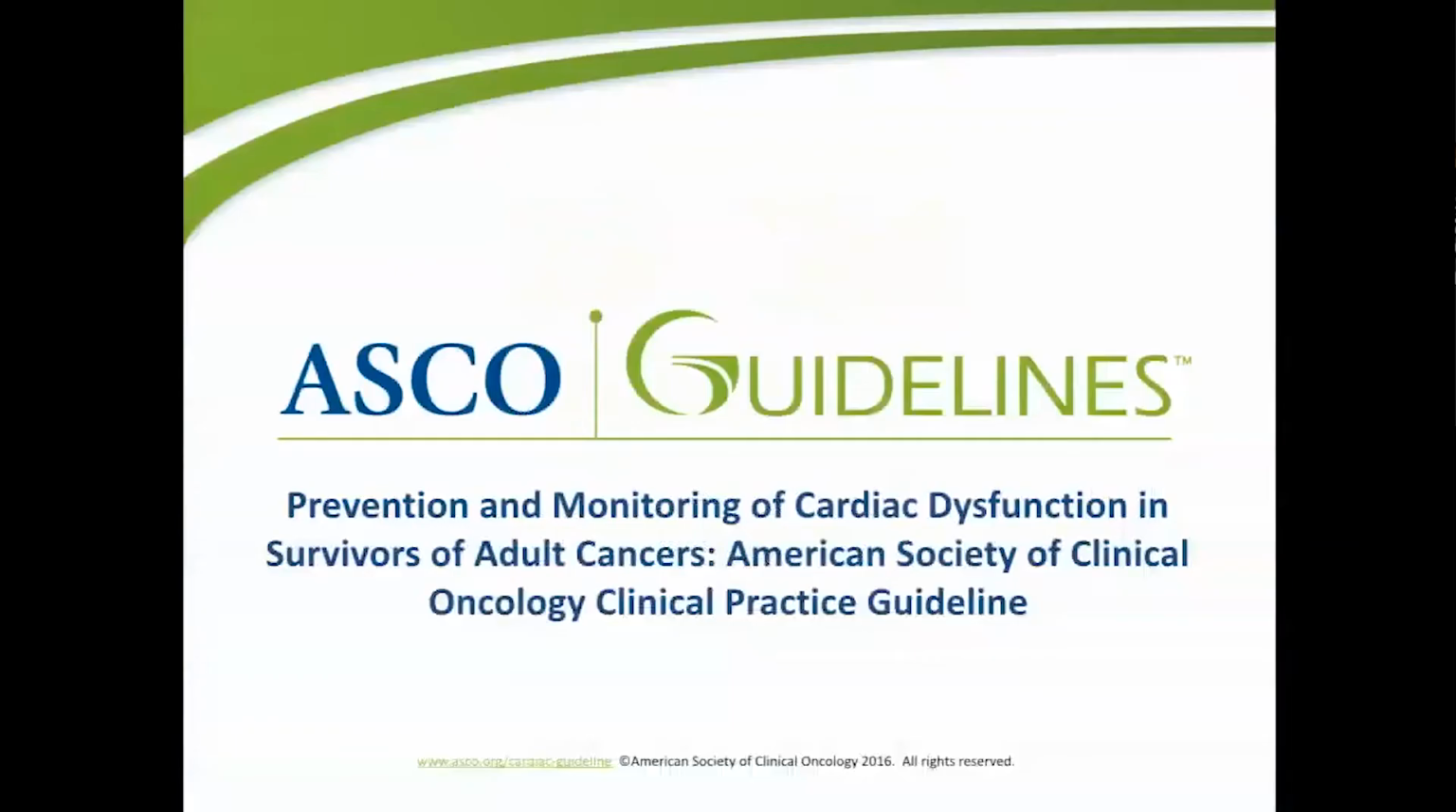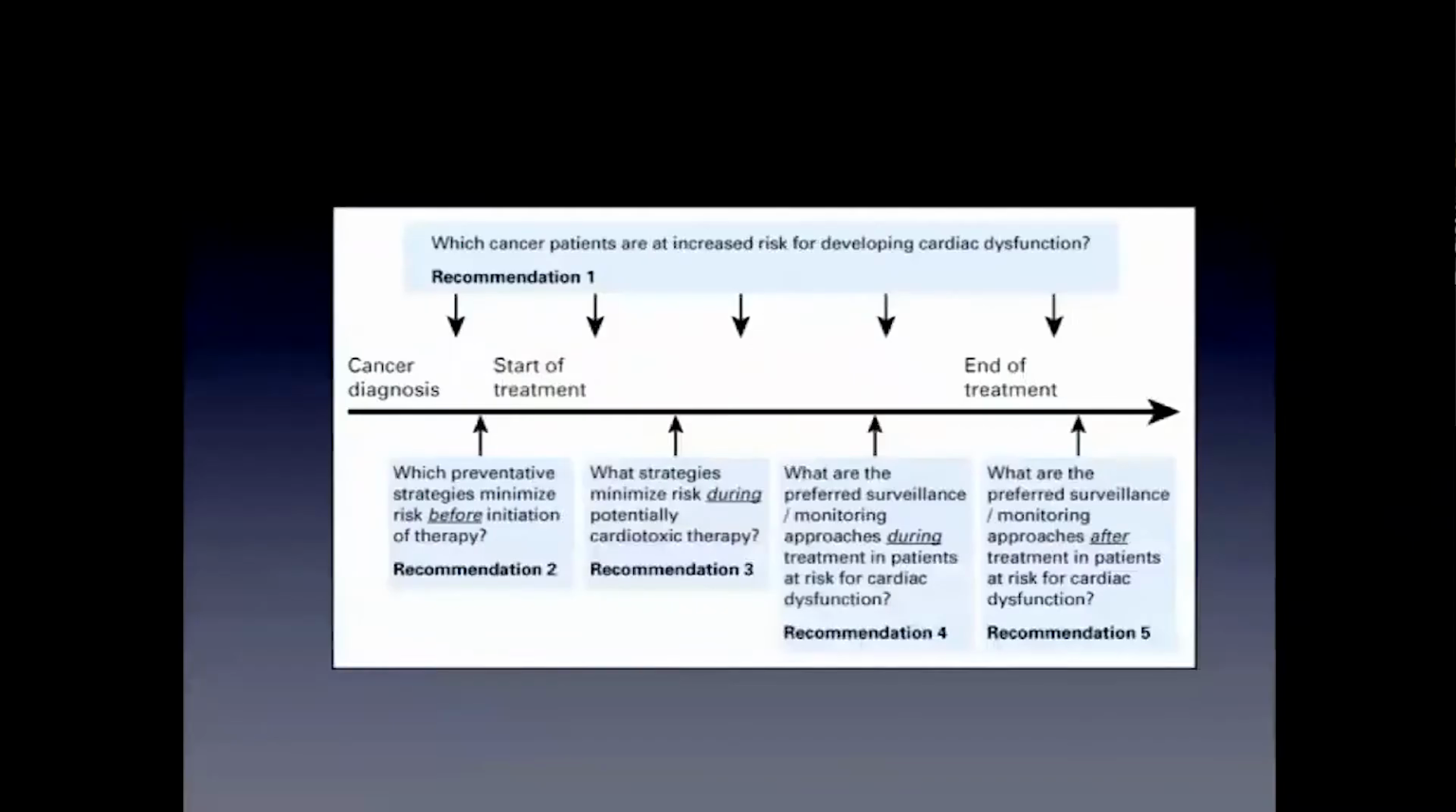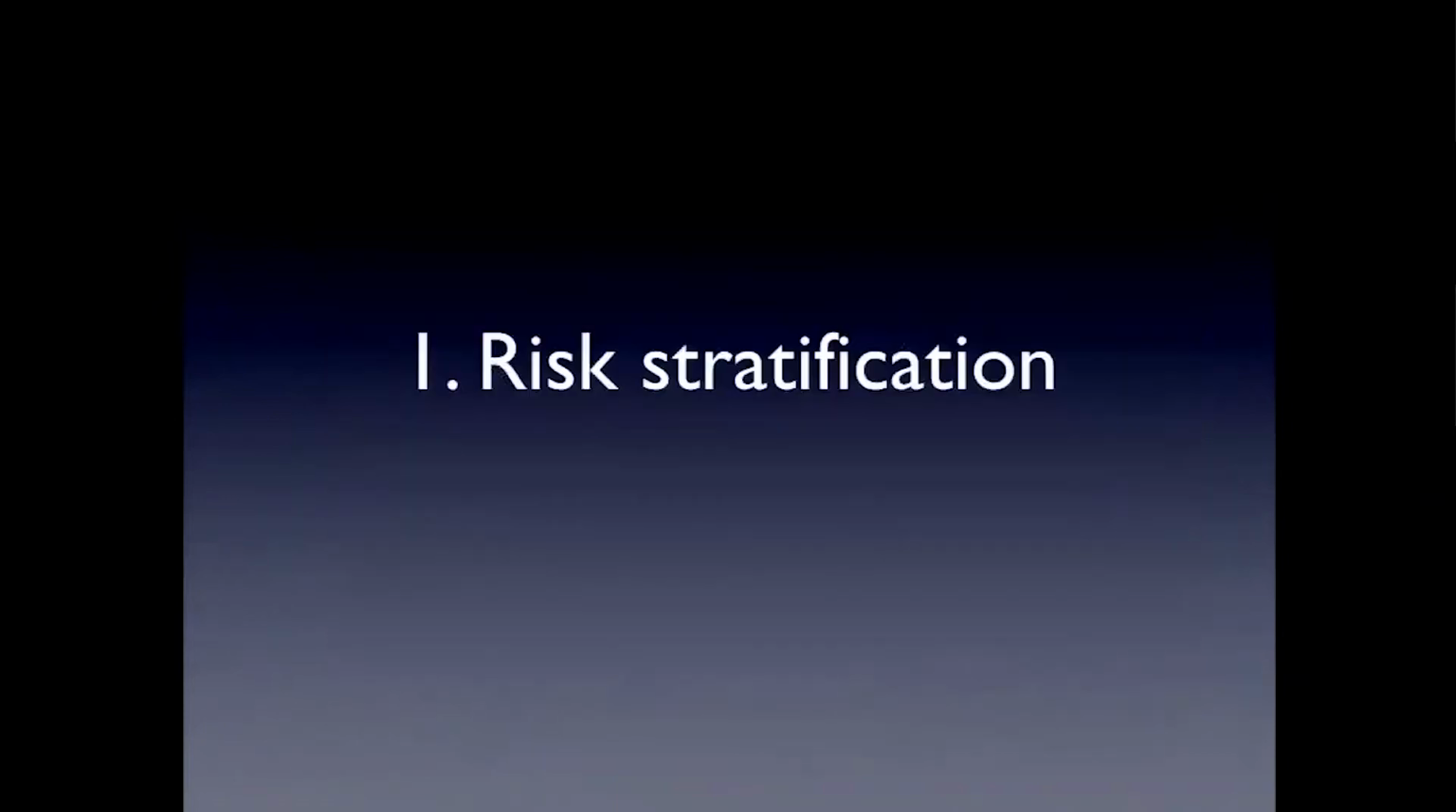If there is a document that is very practical, it is a document that was put together by ASCO. I definitely recommend that you take a look at that if you're going to participate in the care of these patients. They're very practical in the approach. What they do is they say, listen, what are the things that we need to know about these patients? Number 1, which one is the patient that is at risk? What are the preventative strategies that we can use before or during? And what is the surveillance that we can use during and after? So let's talk about risk stratification.